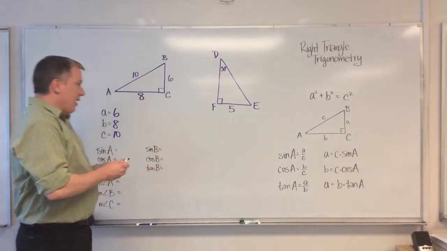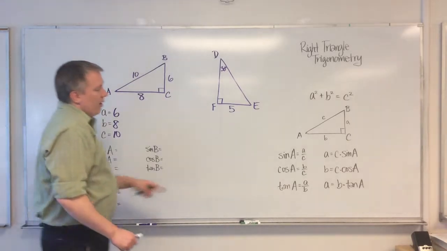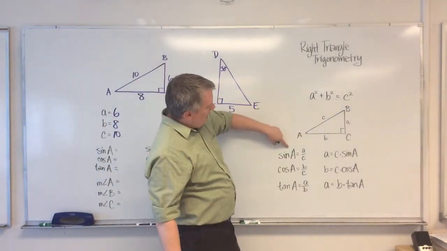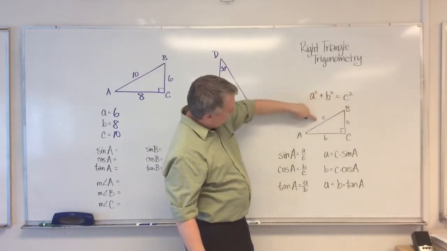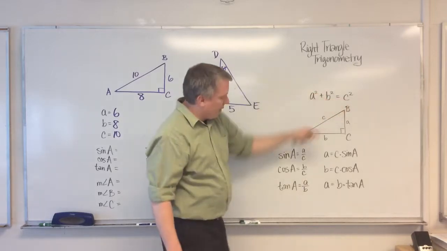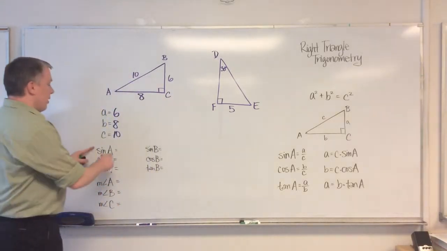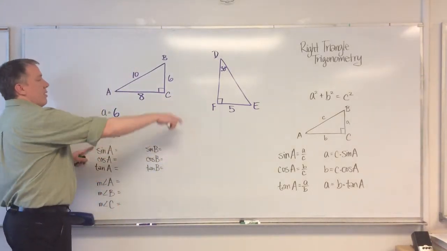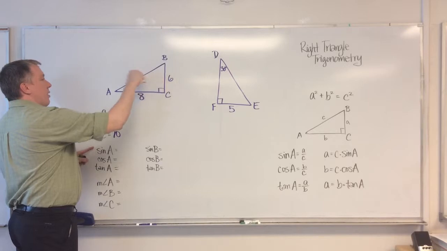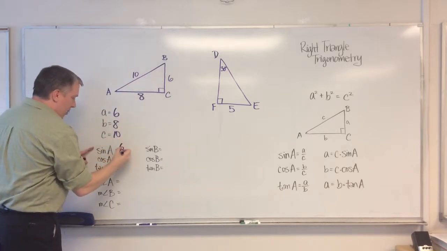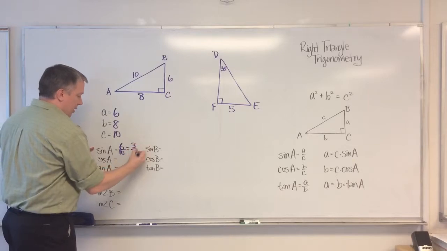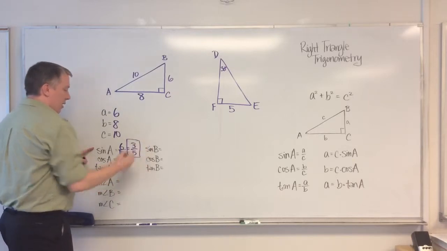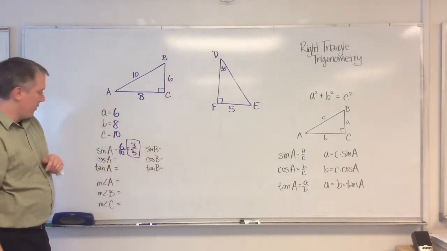Okay, so the sine of A, and remember, sine is opposite over hypotenuse. Here's A, opposite is a over the hypotenuse. So I take the opposite, which is 6 over 10, but I have to reduce that. 6 over 10 reduces to 3/5. So the sine of A is 3/5.